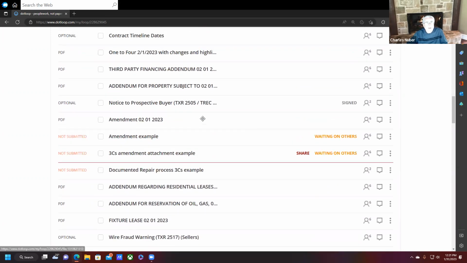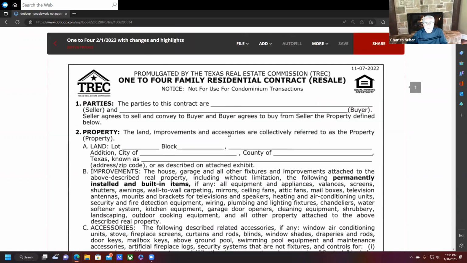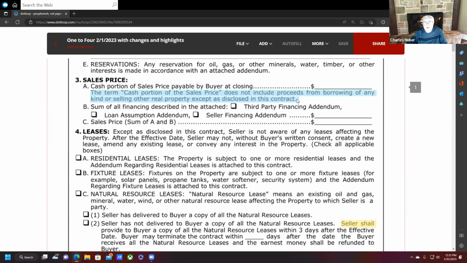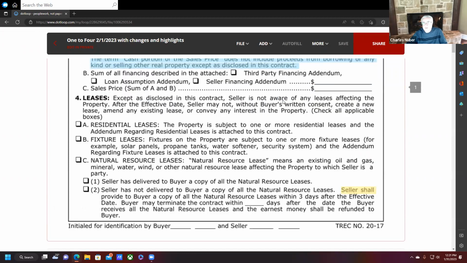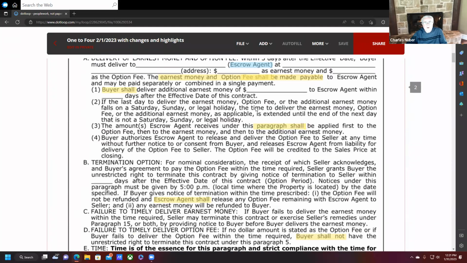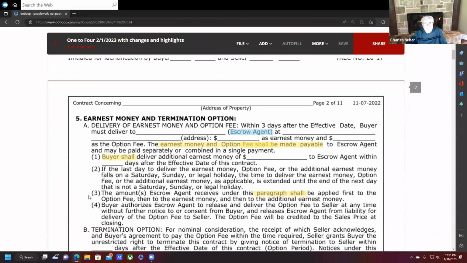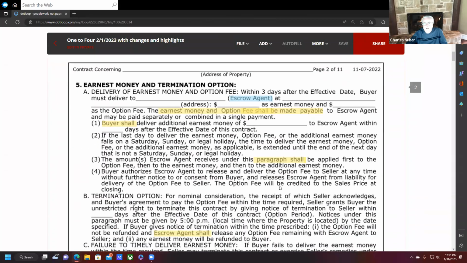this, and I'm going to go to the contract first. So everything in blue there, that's a contract change. Cash portion, this has to do with hard money loans, and now there's a new third-party financing addendum that includes that. Notice I highlighted the word shall: seller shall, buyer shall, escrow agent under this paragraph shall be applied first to.